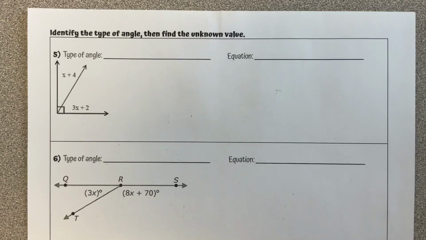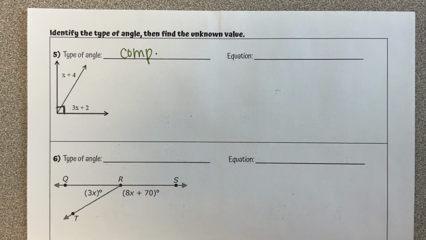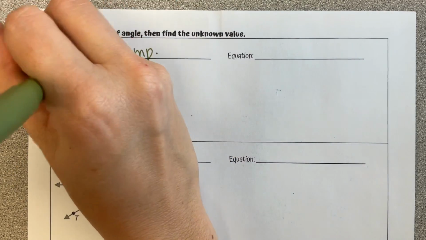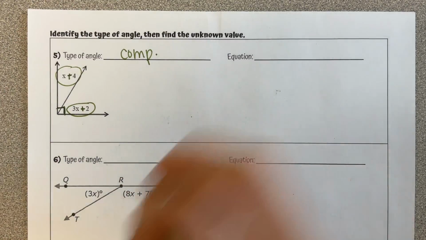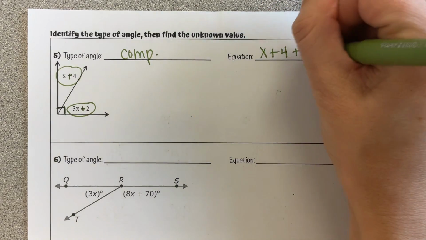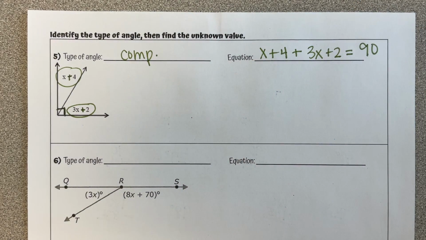Now let's look at some algebra problems related to this. We're still going to identify the type of angle that we are given. Here we are given this little 90-degree symbol, so they are complementary. I am going to set up an algebraic equation to solve. These angles together, and it's hard to see, that's a plus sign, form complementary angles. So I'm adding x plus 4 is one angle, plus 3x plus 2 is the other angle, is equal to 90.